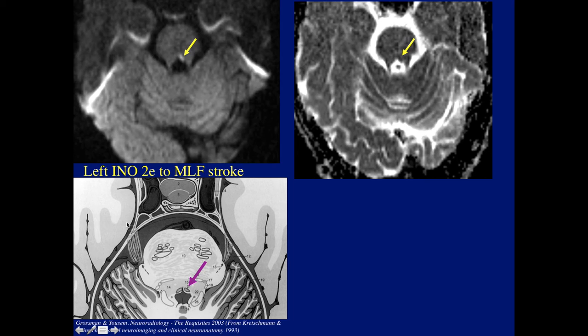So here's a patient presented with a left INO secondary to a stroke in the MLF region. And you can see here, this is the location. This is the MLF right just behind, in front of the ventricle. And you can see the stroke is in the appropriate location, quite high at the level of the superior cerebellar peduncle.